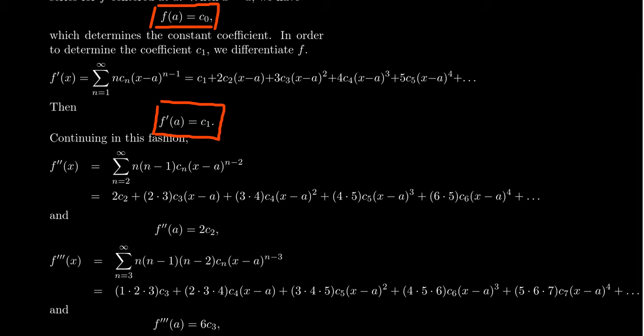If we plug in x equals a into the power series, all these terms and infinitely many following terms will vanish. You'll be left with 2c2, and that's going to equal f double prime at a, the second derivative. In which case, if you solve for c2, dividing both sides by 2, we end up with the following equation. The second derivative of f at a equals 2c2.